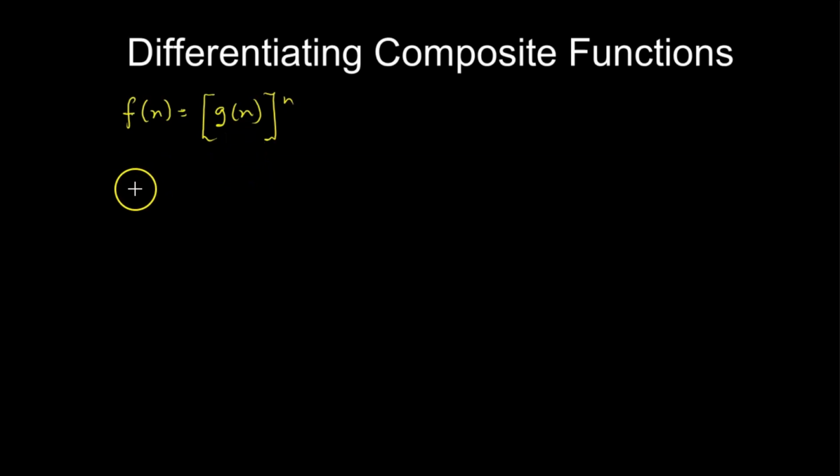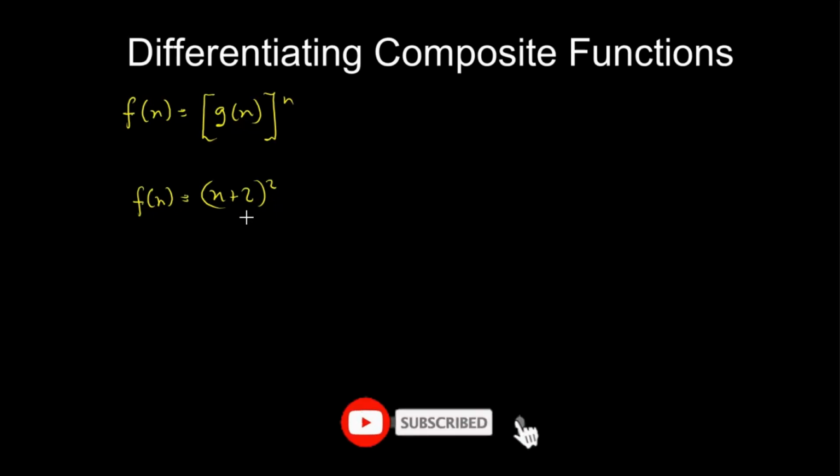So you can have examples like f of x is equal to x plus 2 all squared. This is a composite function. And how do you differentiate it? You can work it out using other ways, or you can also basically go with what we call the chain rule.